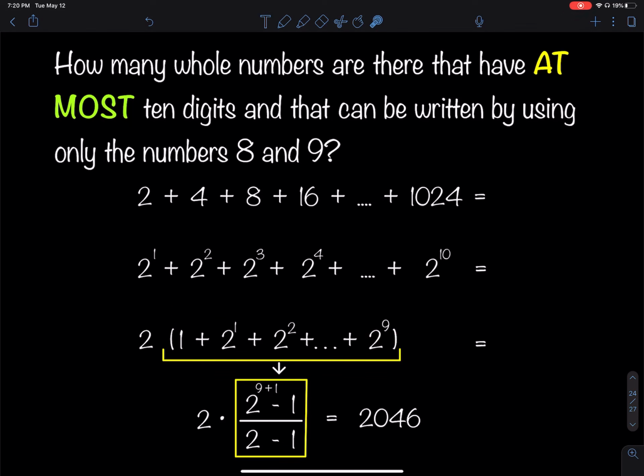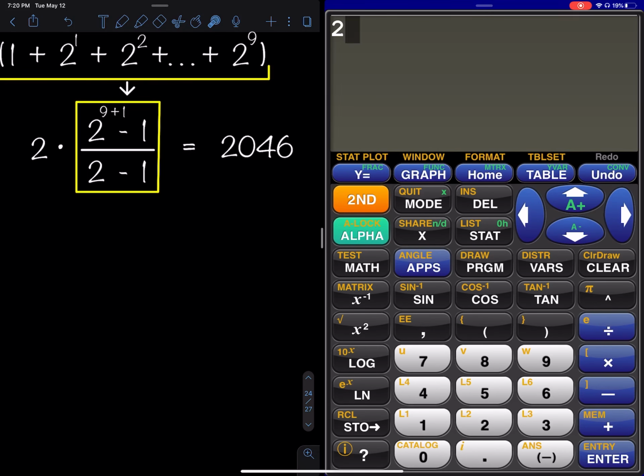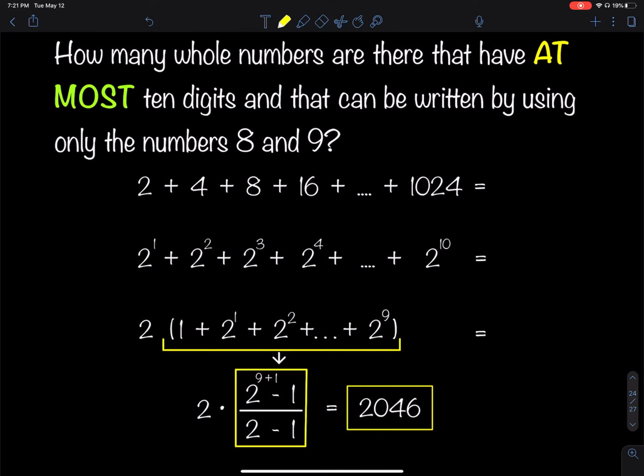So remember, we got to add 1 to that. 9 plus 1 is 10. So there you have it. The 2 is factored outside. And then this, we can use the formula that we just saw. Notice that the denominator is just 1. So all we got to do is plug this into a calculator. Let's do it. So there we have it. 2 times 2 raised to the 10 minus 1, divided by 2 minus 1. And there we have it. 2046. So there are 2046 whole numbers that have at most 10 digits using only the numbers 8 and 9. I hope that helps.